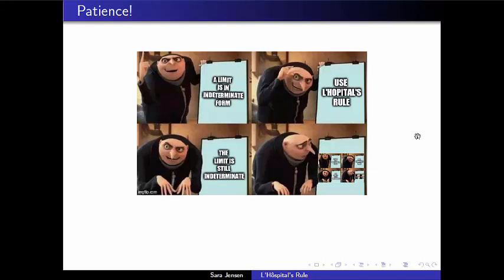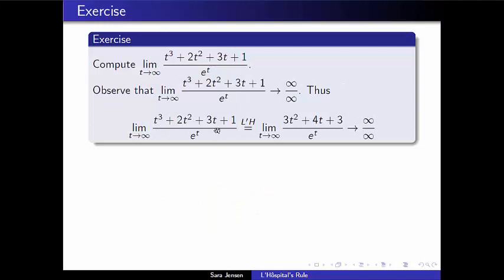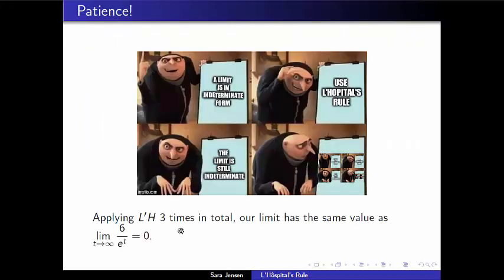In fact, with our example, notice that by taking a derivative of the numerator, we've replaced one polynomial in the numerator with another polynomial in the numerator, but the degree of the polynomial here is smaller than the degree of the polynomial here. This tells us if we are patient and we apply L'Hopital's rule 3 times, we'll go from having a polynomial in the numerator to having a constant in the numerator. And we'll have a chain of equalities from our original limit to the limit as t is approaching infinity of 6, a constant, over e to the t.